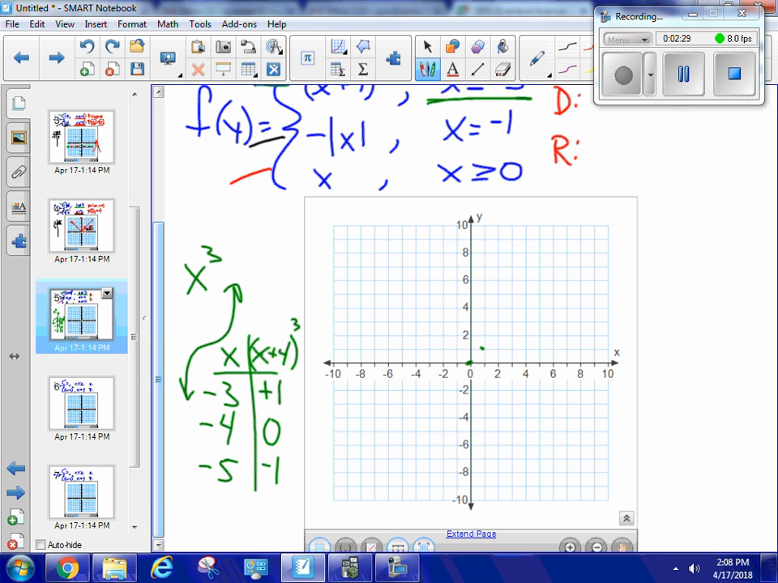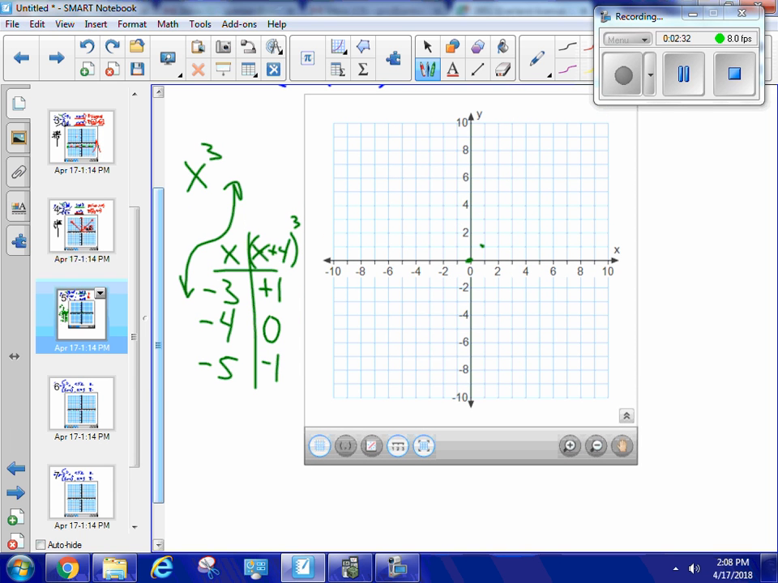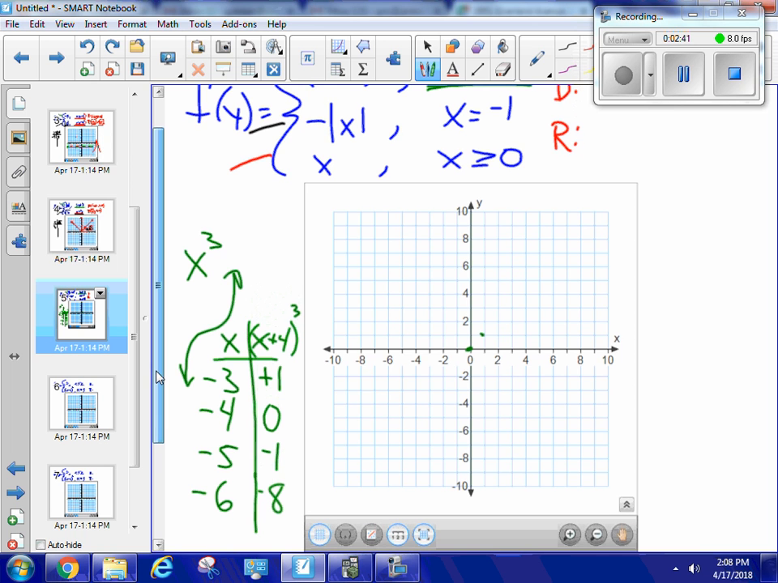And let's see if we can add an extra one down here or so. Negative 6 plus 4 is negative 2. I cube negative 2, I get negative 8. So what is this graph looking like on my graph here? Well, at negative 3, I have positive 1. At negative 4, I have 0. At negative 5, I have negative 1. And at negative 6, I have negative 8.